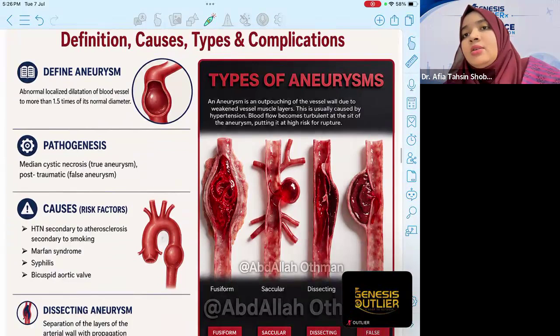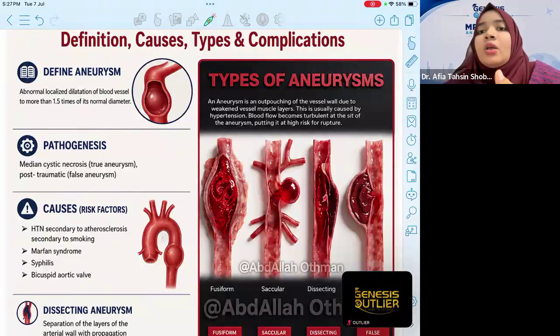Then sometimes they are asking about pathogenesis. Just tell, in case of true aneurysm, the pathogenesis is medial cystic necrosis. Just tell these words, okay? And in case of false aneurysm, post-traumatic pathogenesis can occur.